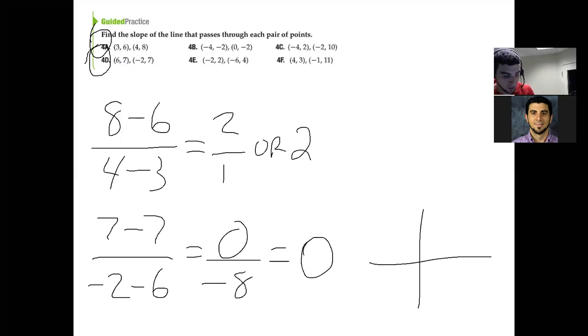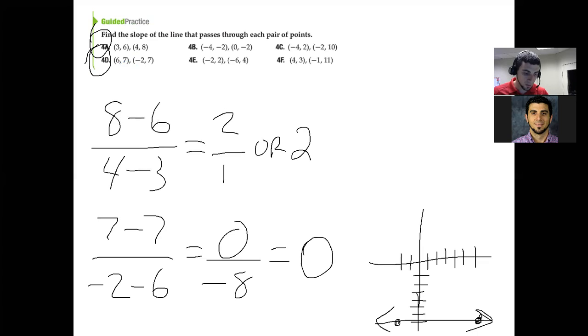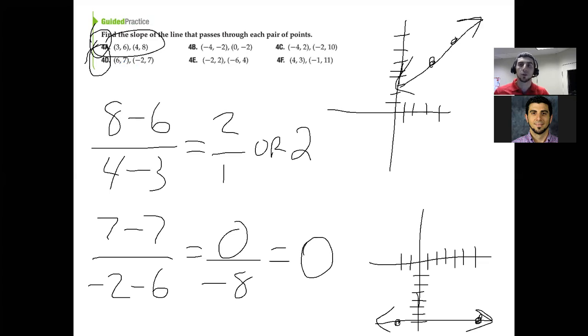Okay, so if I actually graph that one, point here, and it's just a flat line. If I go back up to the first one here, and I graph these 2 points, I'd have 1, 2, 3, 1, 2, 3, 4, 5, 6, and then 4, 8 be right here. And if you graph the line, you can see that it rises from left to right. Good thing, because I got a positive slope.